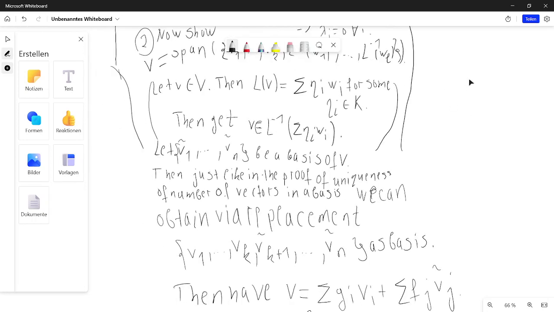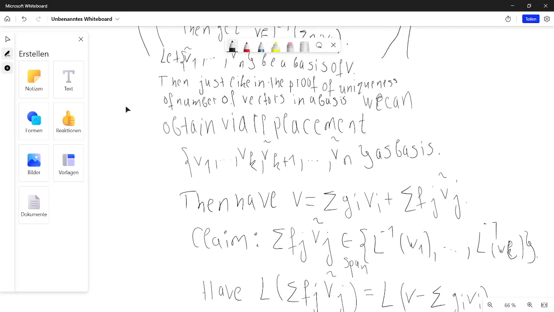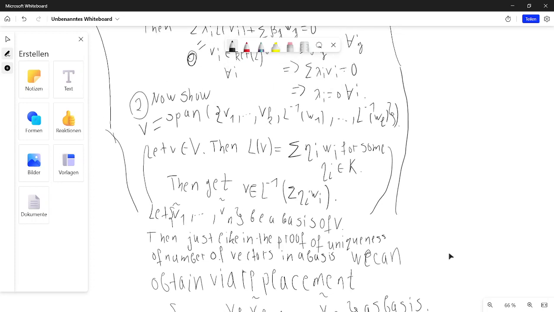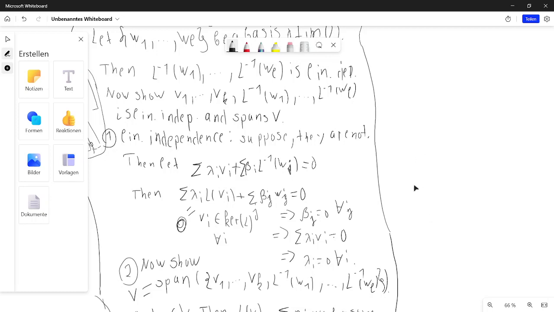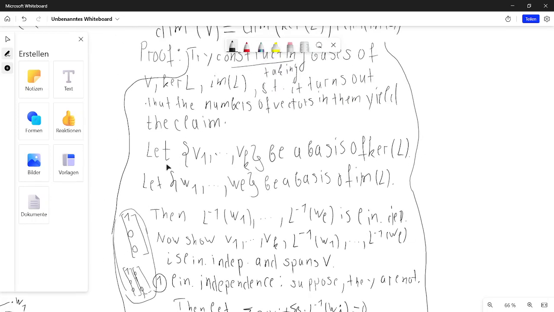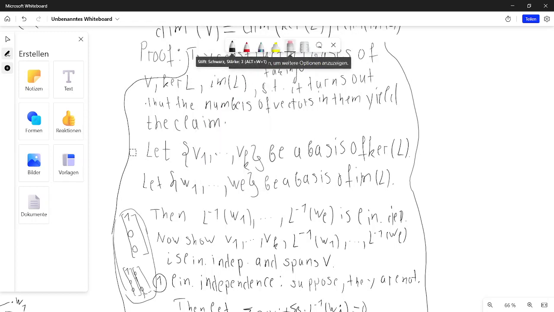Okay, we took a basis, right? v_1 tilde to v_n tilde. We just took a basis with it, right? You can do that in a finite dimensional space. Just like in the proof of uniqueness of the number of vectors in a basis, we do this replacement procedure. We can obtain via replacement a basis, right? And here, something we need: that piece we need indeed. We need that this is a basis of the kernel.